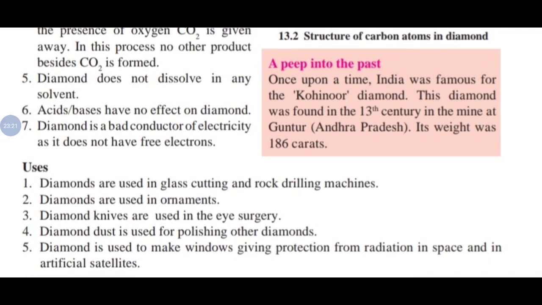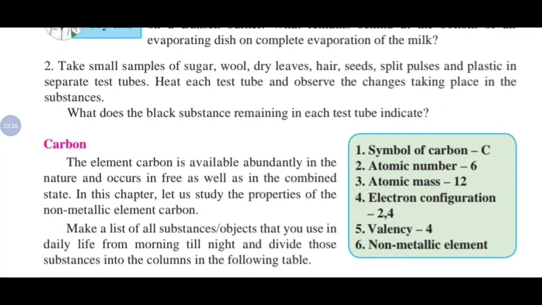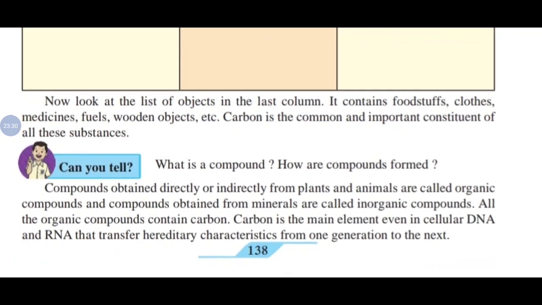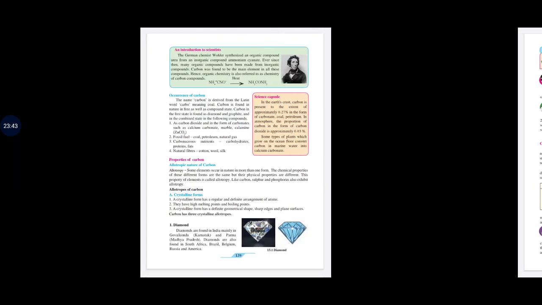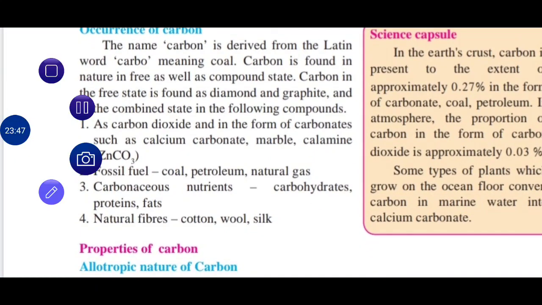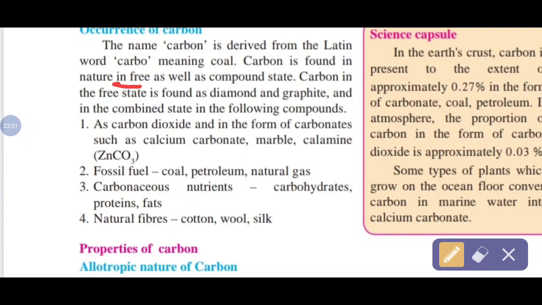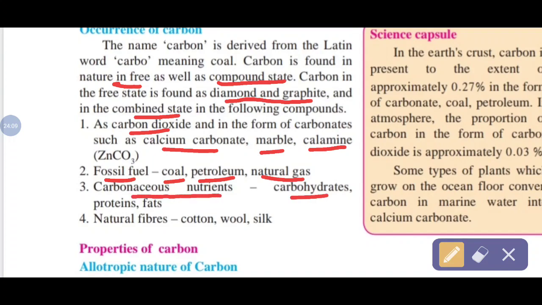So today we learned up to only this point. Check what we learned today. On the first page, basic information of carbon. Then the next point is what is meant by inorganic compound and organic compound. Next point, carbon is present in the free state such as diamond and graphite, and in the compound or combined state such as carbon dioxide, calcium carbonate, marble, calamine, fossil fuels like coal, petroleum, natural gas, carbonaceous nutrients like carbohydrate, protein, fats, and natural fibers like cotton, wool, and silk. These are the 4 examples given here. So carbon is found in the combined state.